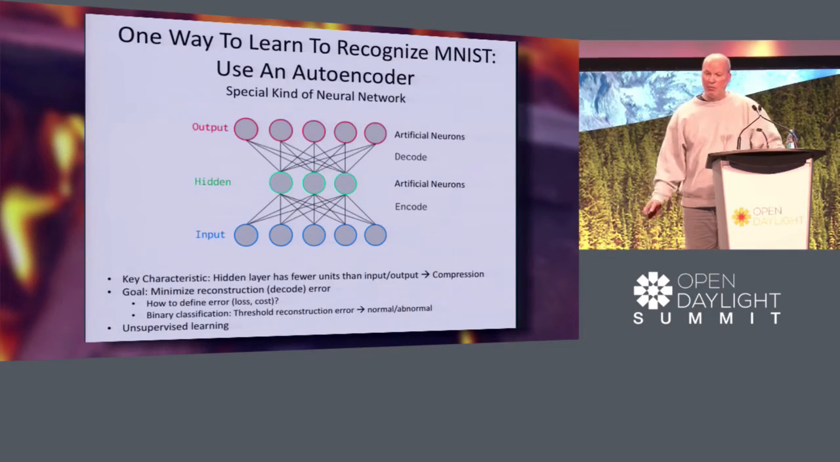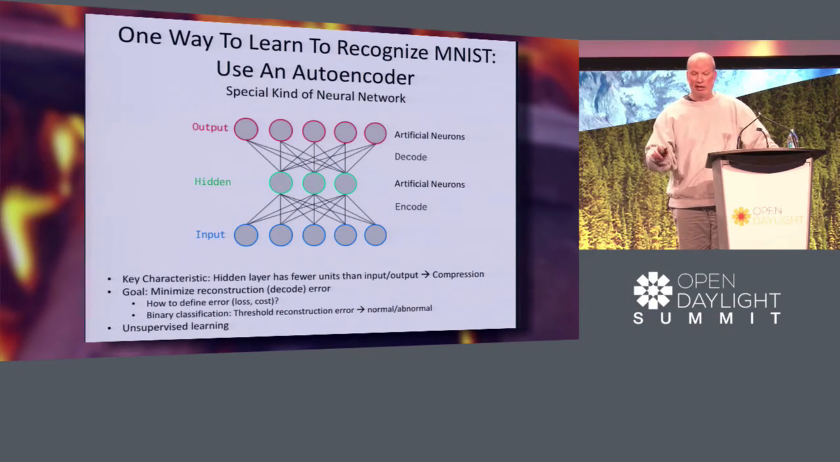Okay, so one way to recognize these things is to use a special kind of neural network, right? This neural network is called an autoencoder, and basically what it does is it takes the input, squeezes it into this hidden layer, and then blows it back up. Then you look at the difference between the input and the output, and you try to minimize the error in that, okay? The key thing here is that this hidden layer, where it says hidden, has fewer units than the input or output. So it's about compression in some ways. And by the way, at some very deep level, learning actually is about compression.